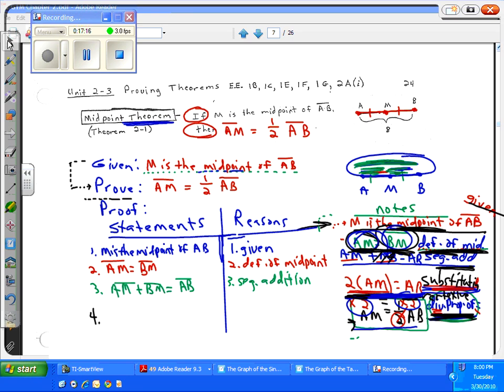Statement 4, we got that 2 AMs was equal to AB because we replaced the green BM with the red AM and got 2 AMs by substitution.